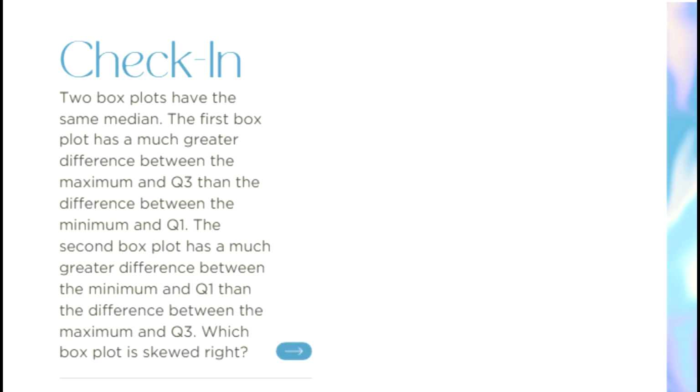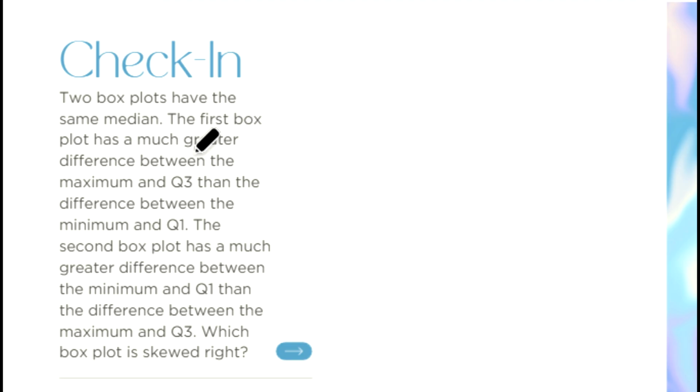Another check-in. 2 box plots have the same median. The first box plot has a much greater difference between the maximum and Q3 than the difference between the minimum and Q1. The second box plot has a much greater difference between the minimum and Q1 than the difference between maximum and Q3. Which box plot is skewed right? Did you blank out on all that like I did? Because that's just too much for my brain to do. We're going to draw it.